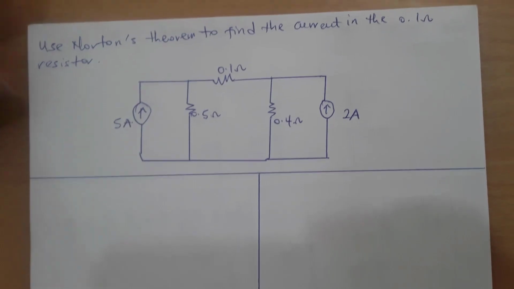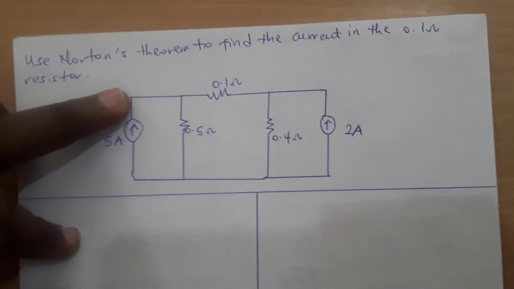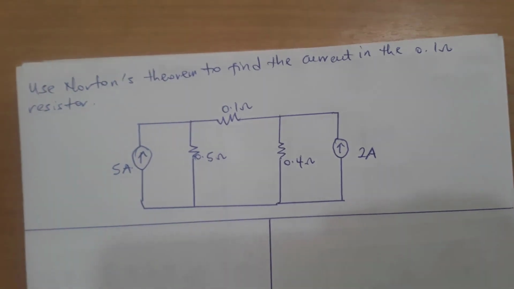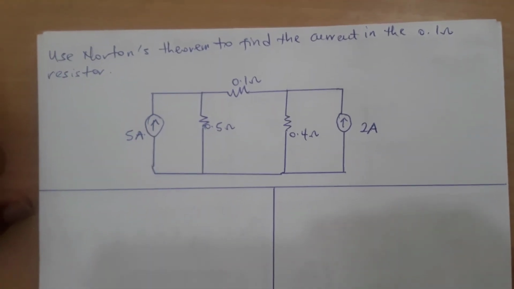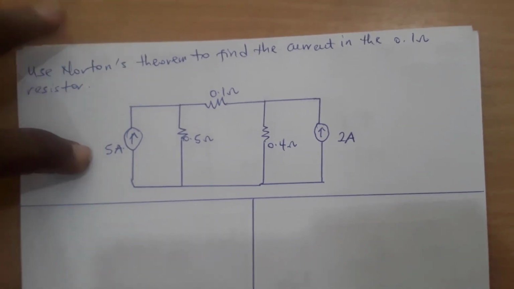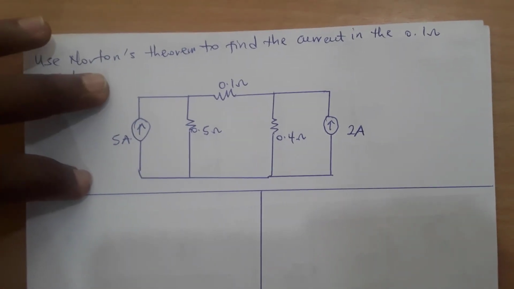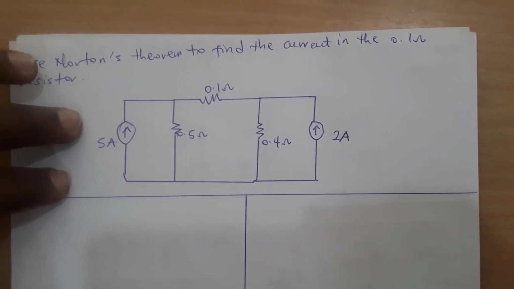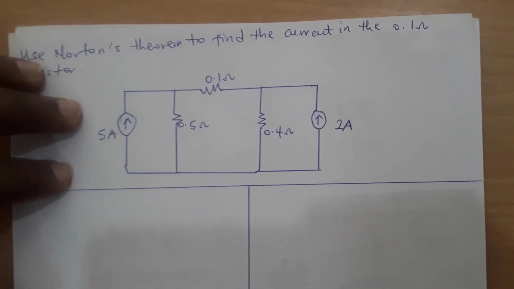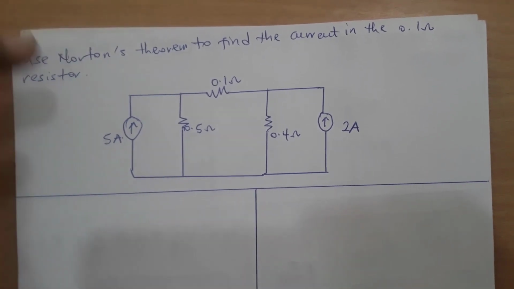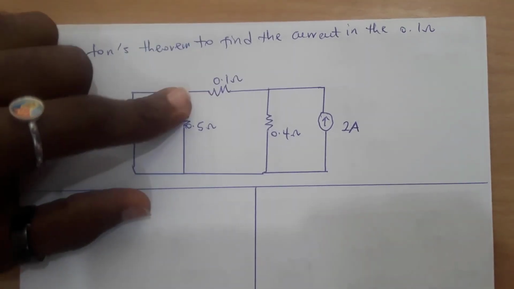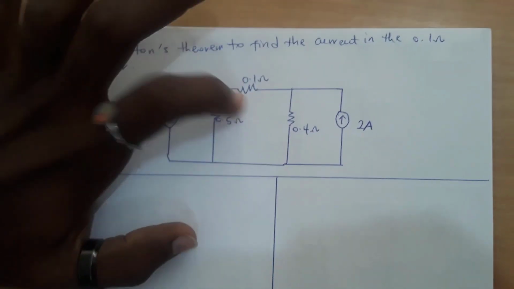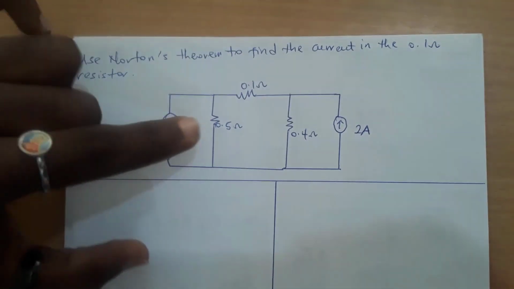Okay, so we'll use Norton's theorem to find the current in the 0.1 ohm resistor. If you watched my video on Thevenin, you saw that I solved this question using Thevenin. Let's see if we apply Norton's theorem here, we'll get the same answer. This is what we do in Norton. As I said earlier, we take the resistor in question out and we short that side and find the current there. That is the short circuit current, IN.